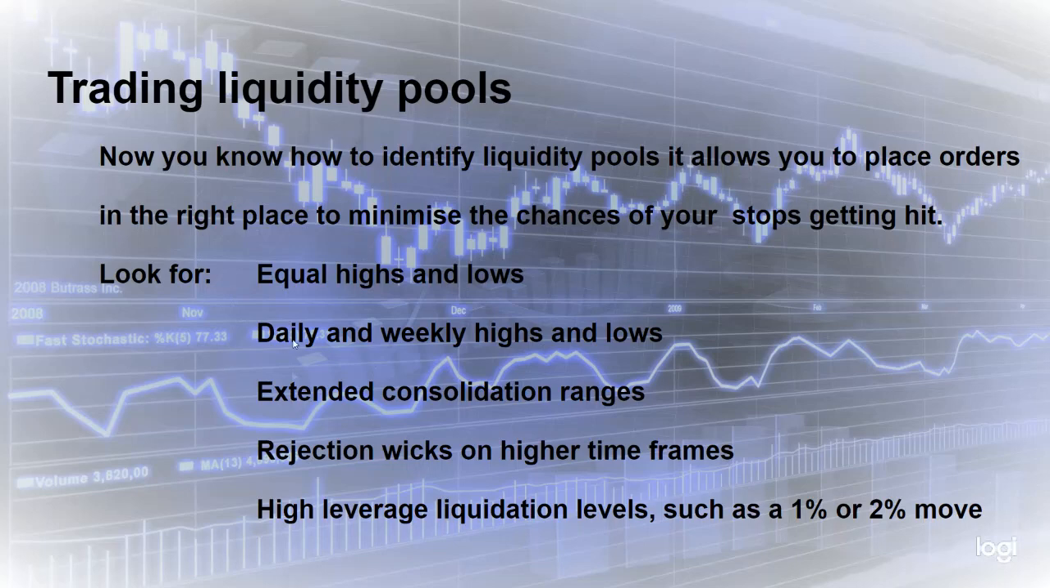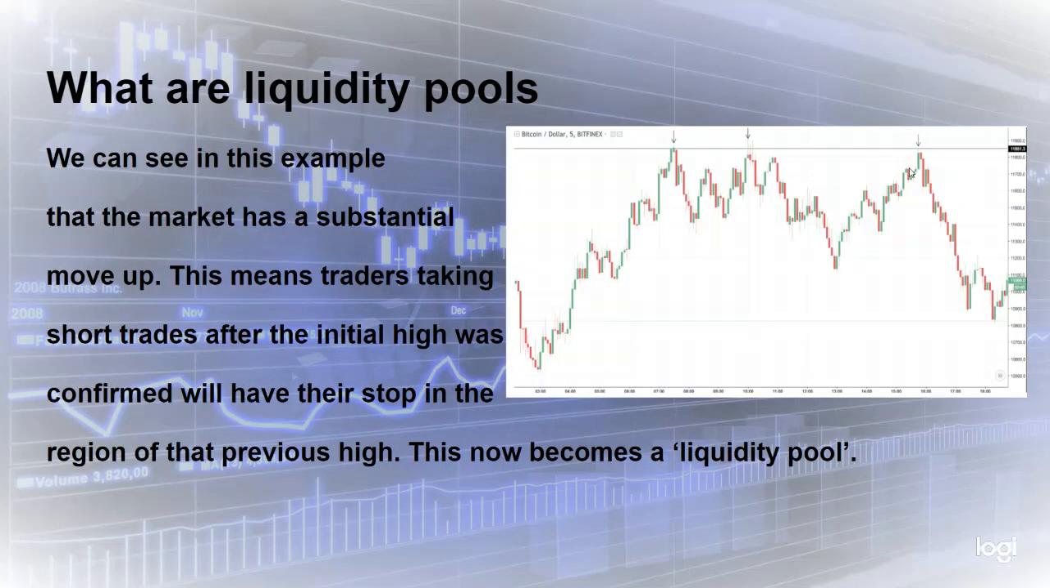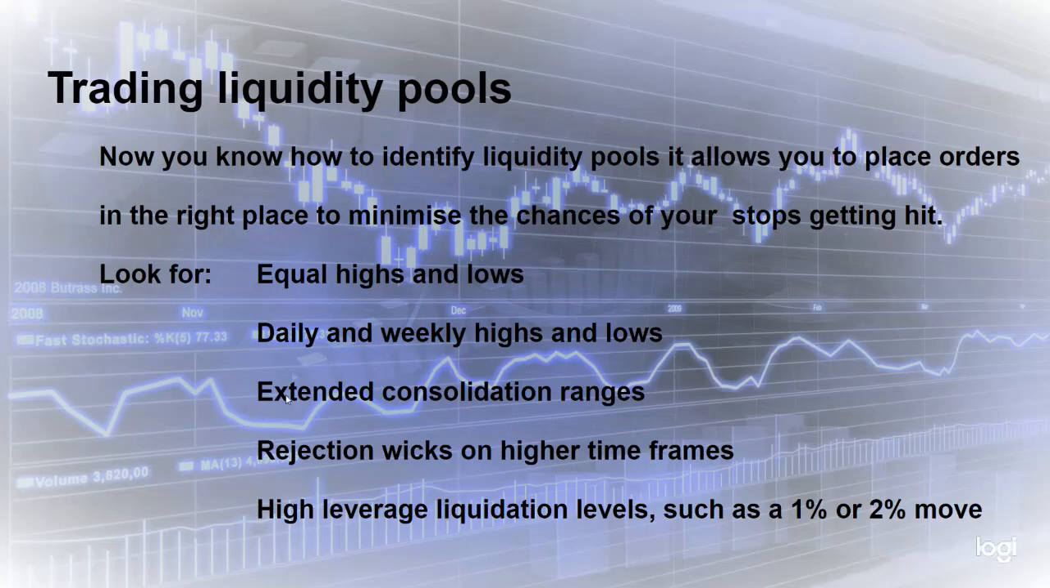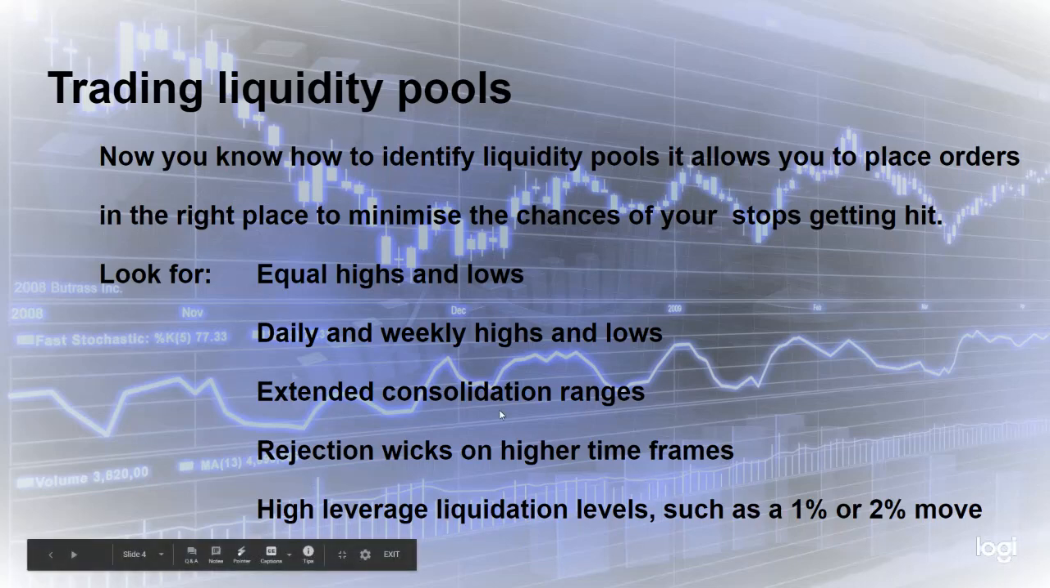So how do you spot them? How do you spot these liquidity pools? Obviously in this example it's very easy to spot. You can see the wicks, you can see the horizontal. It's pretty obvious, the liquidity pool in that example. But other ways, you can have extended consolidation ranges, rejection wicks on higher time frames.